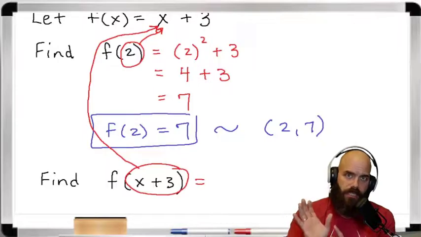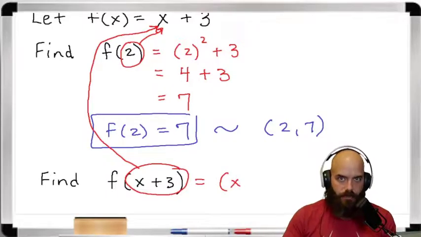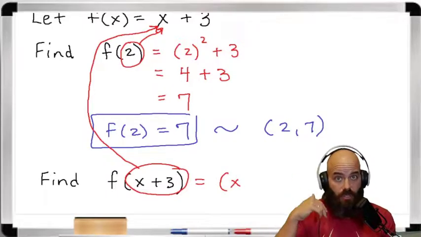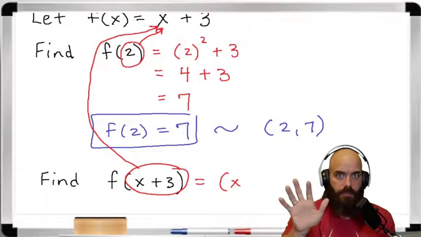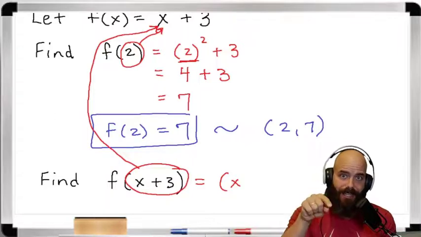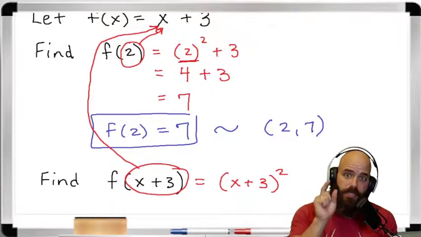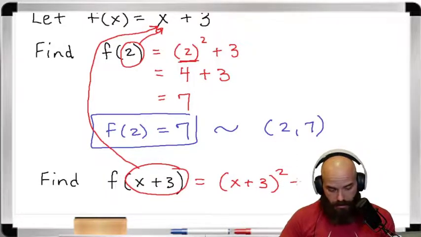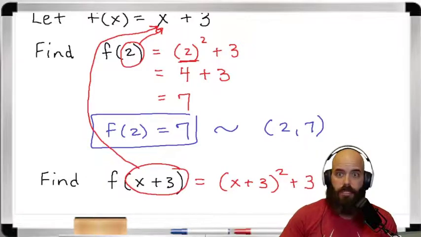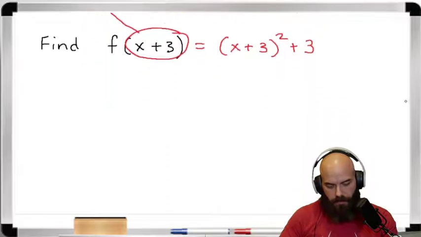So when I plug in the expression x plus 3 into my x value, I'll have in parentheses, notice anytime I plug something into my x value or into my input, I put parentheses around it. So before I put 2 in parentheses, and this time I want to put x plus 3 in parentheses. So I have x plus 3 squared plus 3. Right? So let's pull the screen back down and let's work this out.